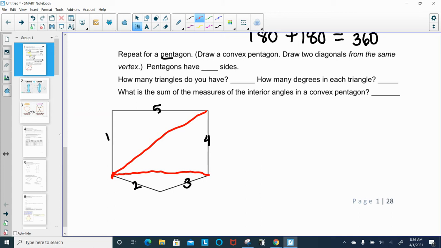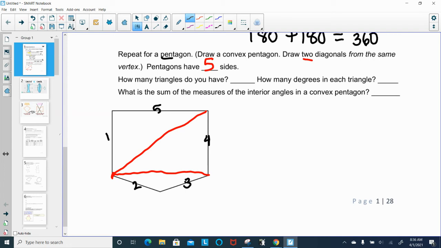There's two diagonals. What do you guys think? Do you like my diagonals? Could I draw another one from here to this corner? No, because that would just be tracing that side, so that's not really a diagonal. So I have two diagonals from the same vertex, and we know that pentagons have 5 sides.